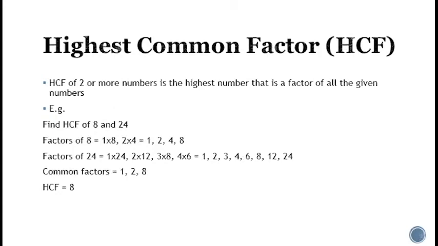So HCF of two or more numbers is the highest number that is a factor of all the given numbers. For example, to find HCF of 8 and 24, just find factors of each number one by one, then look for the common factors. Note that it says highest common factors. So even though there are 3 common factors, the highest common factor is 8.